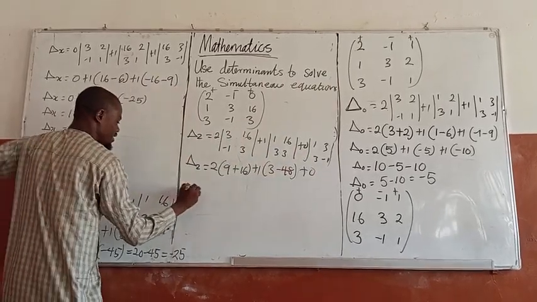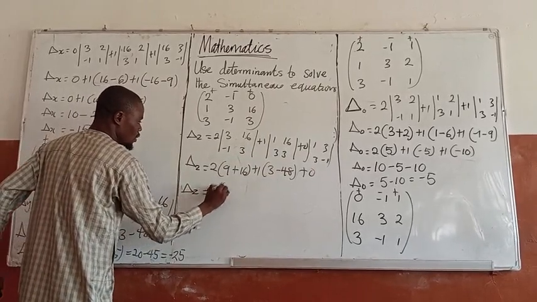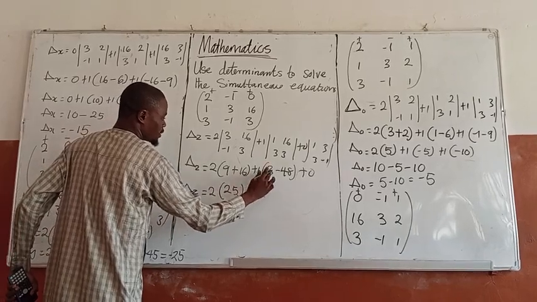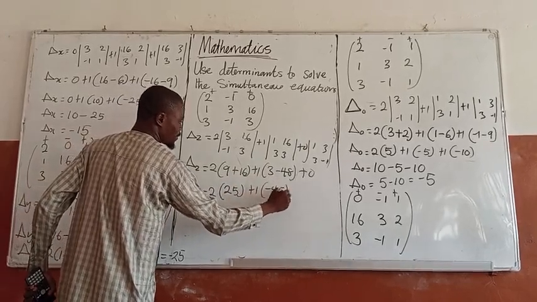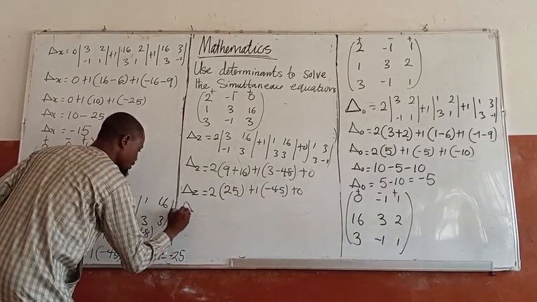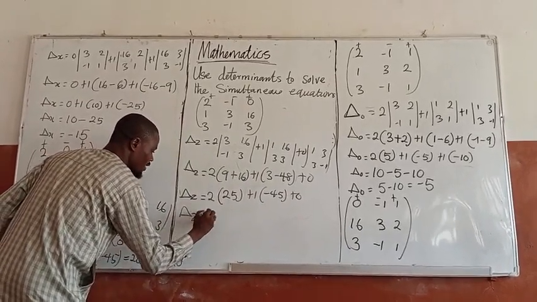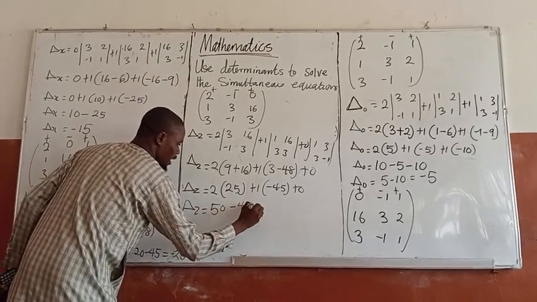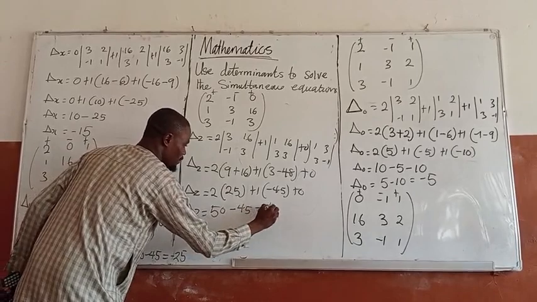So we have delta z is equal to 2 open bracket 9 plus 16 is now 25, plus 1 open bracket 3 minus, we have minus 45, plus 0. Delta z is equal to 2 times 25 is 50, plus times minus is minus 45, is equal to 50 minus 45, which is now 5.